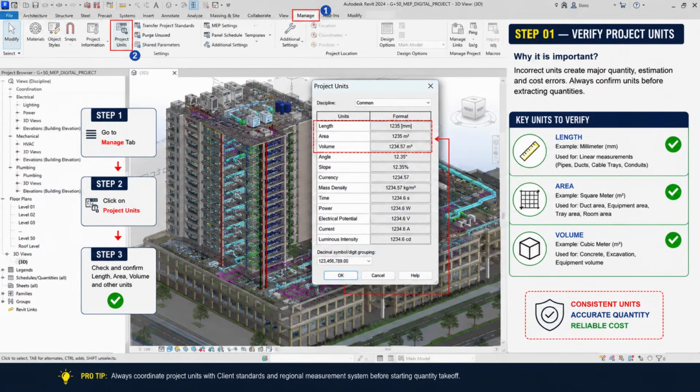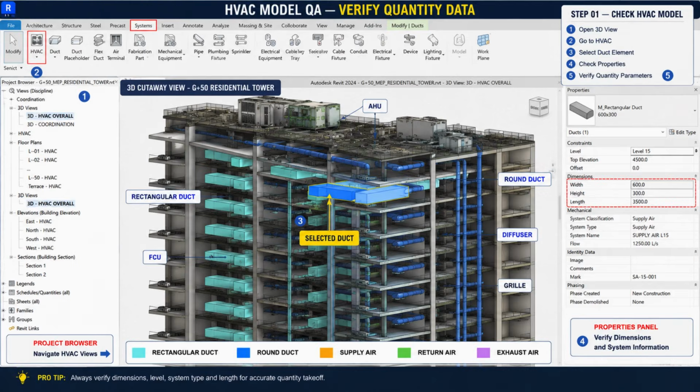We check the HVAC model, select a duct and verify dimension, length, system, type and level. For estimating purposes, the model must contain sufficient information to produce measurable quantities. Family and type identify the component. Level allows floor-wise analysis. System type identifies the MEP system. Diameter and length provide measurement information.